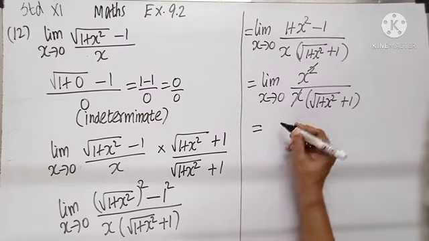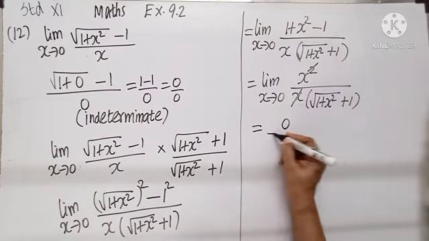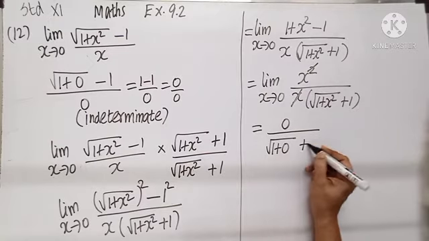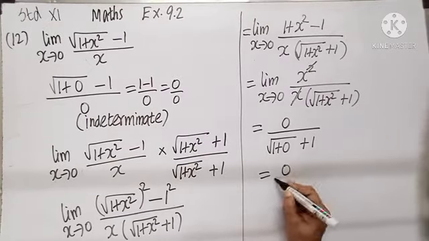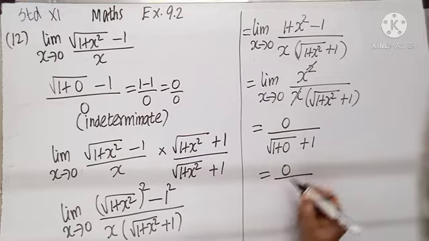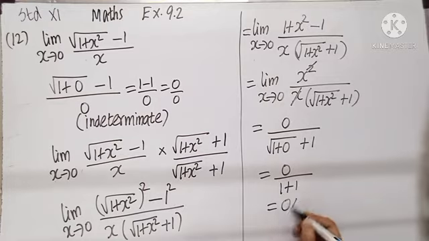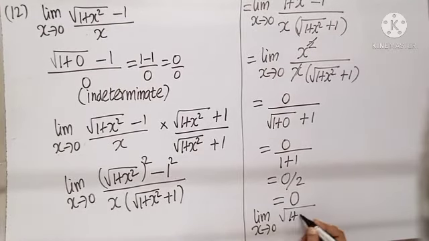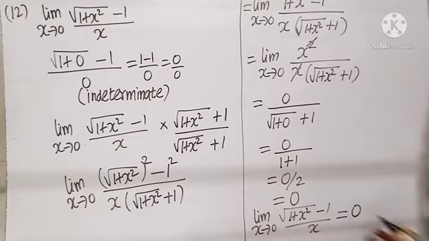As I apply the limit, x becomes 0. Denominator: root of 1 plus 0, plus 1. 0 divided by 1 plus 1, or I will say 0 by 2, that is 0. So the given question, limit x tends to 0, root of 1 plus x square minus 1 by x, is 0.